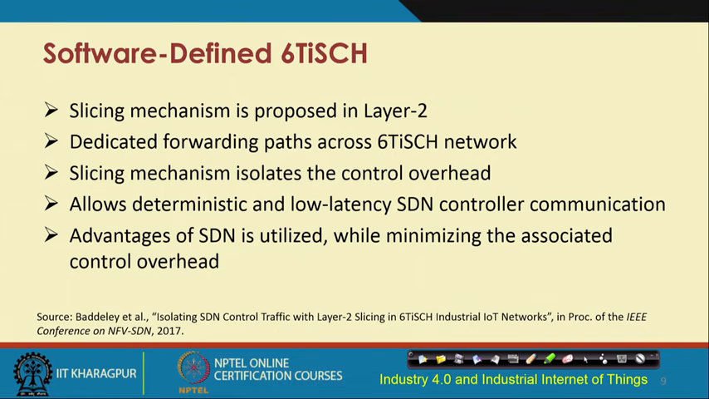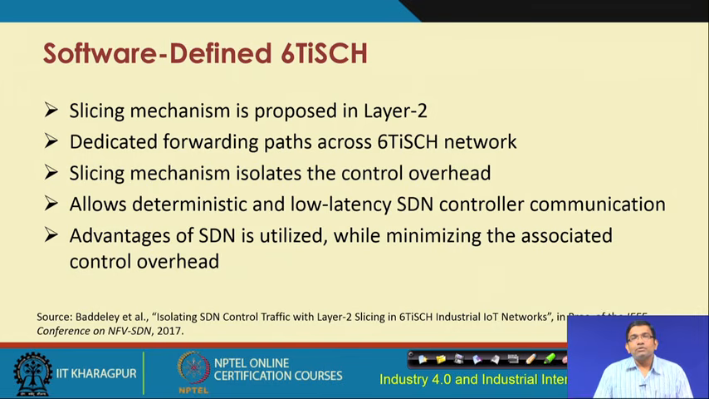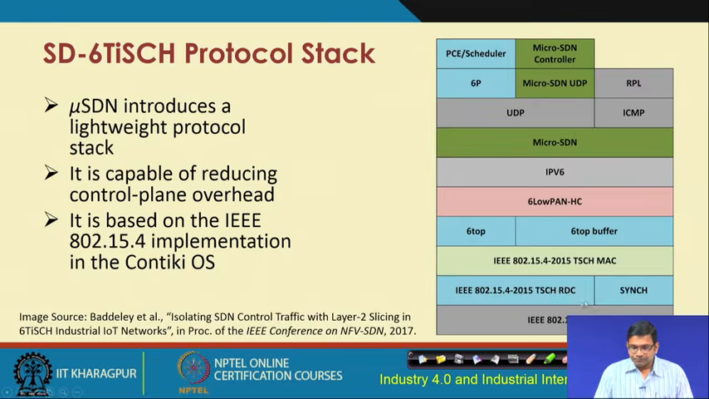So, holistically one is going to have software defined 6TiSCH providing, through the slicing mechanism, deterministic low latency communication for improving the performance of the network, particularly a reduction of control overhead and so on. So, the advantages would be that if you use SDN, you are going to take care of all of these things in a much more efficient manner.